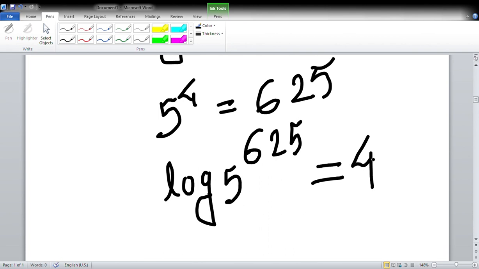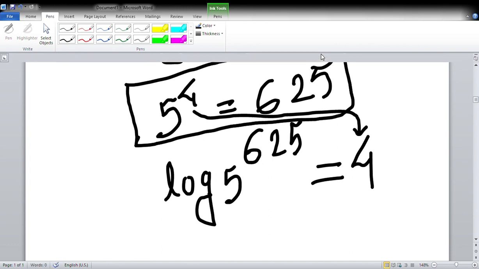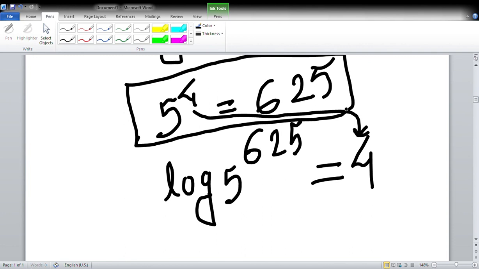Because one thing you have to understand, in log the answer is on the right hand side, because you have to find out the power of this number. This 4 comes on the right hand side. So we have to find out the power of this number, right? If you take 5 to the power 4 is equal to 625 as an equation, by using log we have to find out the power in this equation, right? So simple thing.